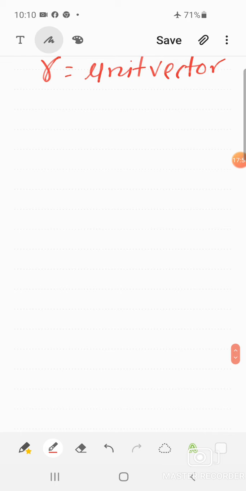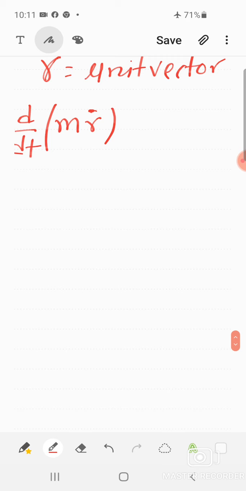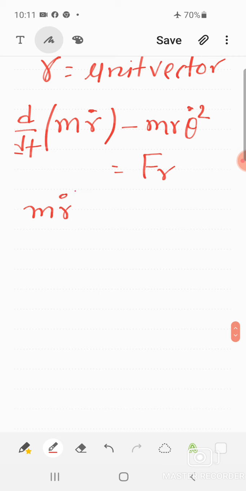the Lagrange equation simply will be, putting the value of ∂T/∂ṙ and ∂T/∂r, d/dt of (m ṙ) minus m r θ̇² will be equal to F_r. And this will be m r̈ minus m r θ̇² will be equal to simply F_r.